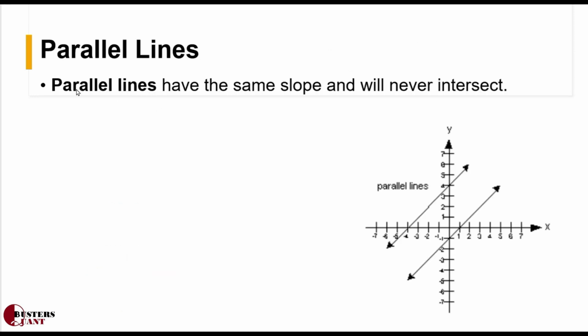Now, parallel lines are lines which have the same slope and they will never intersect. It means the distance between the lines will always remain constant. They will never intersect. They have the same slope, the same inclination. It is clear. So the slope is also the same. So now m1, the slope of the first line, equals the slope of the second line: m1 equals m2.